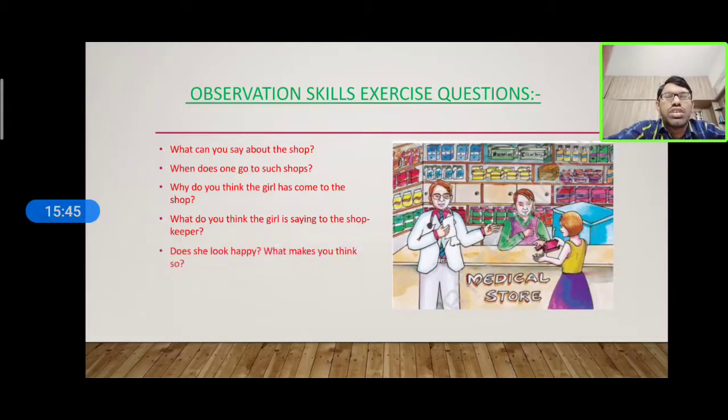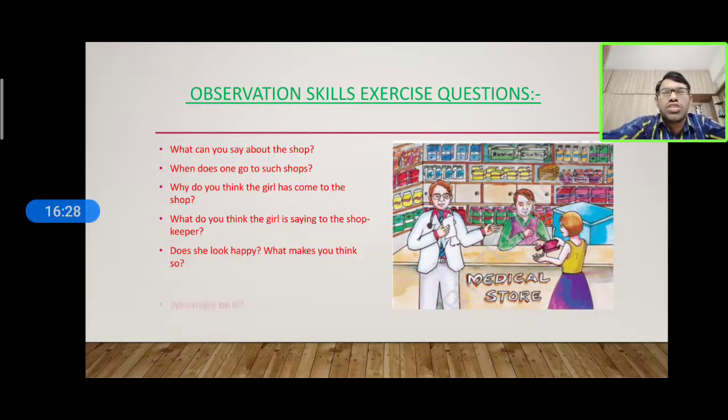The next question, does she look happy? Does the little girl look happy at the time? Not only the little girl, no one will be happy when a person is going to the medical store. Depending upon the person, they will be happy or they won't be happy. What makes you think so? One of her family members was not in a healthy condition, that's why she was not happy. I think you have understood.